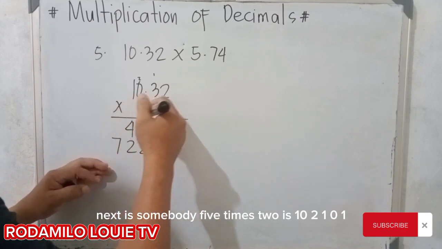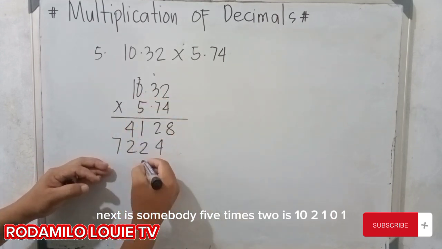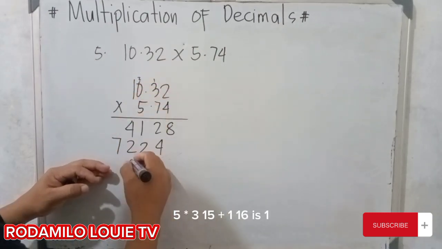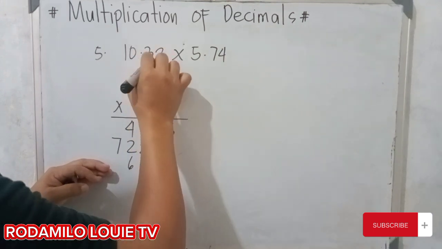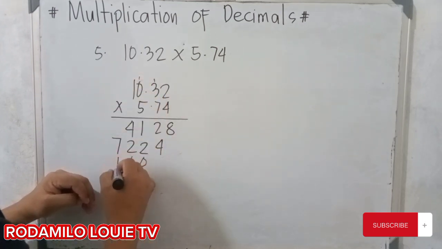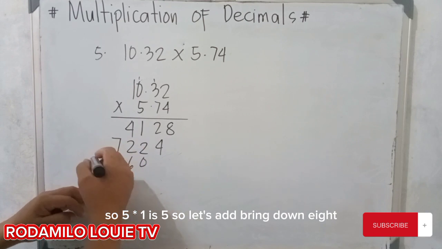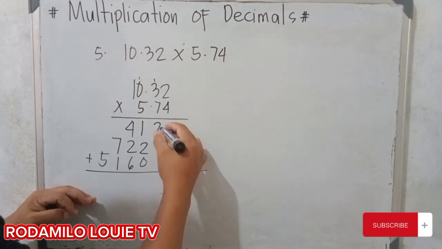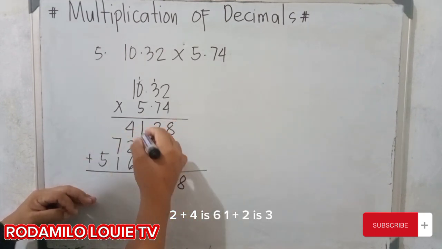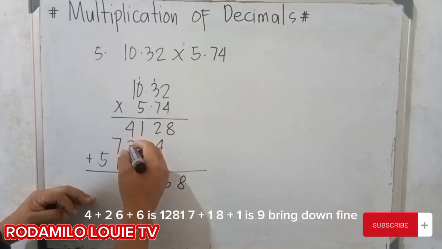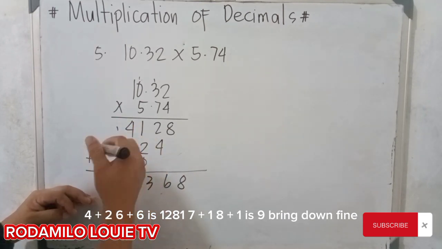Next is 5. 5 times 2 is 10, so 0, carry 1. 5 times 3, 15, plus 1, 16. Carry 1. 5 times 0 is 0, plus 1. So 5 times 1 is 5. So let's add. Bring down 8. 2 plus 4 is 6. 1 plus 2 is 3. 4 plus 2, 6 plus 6 is 12. Carry 1. 7 plus 1, 8 plus 1 is 9.